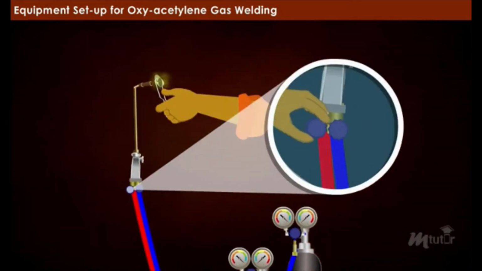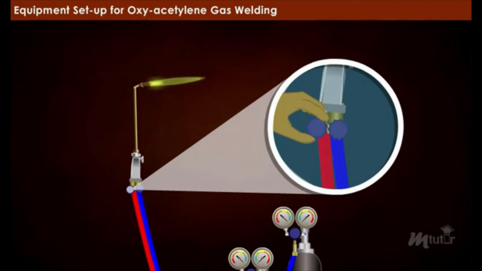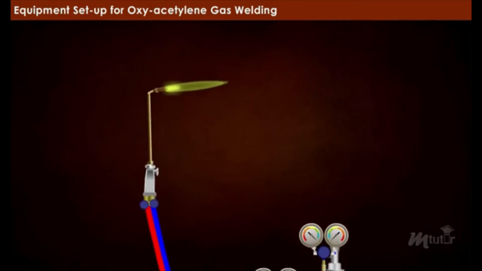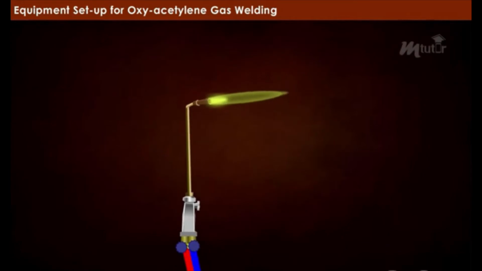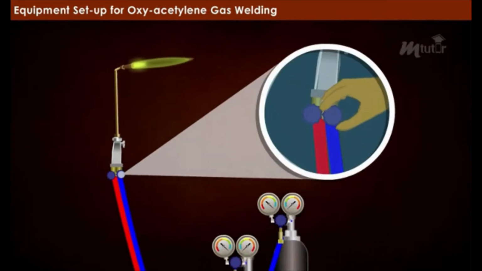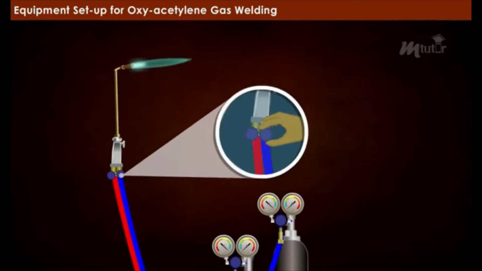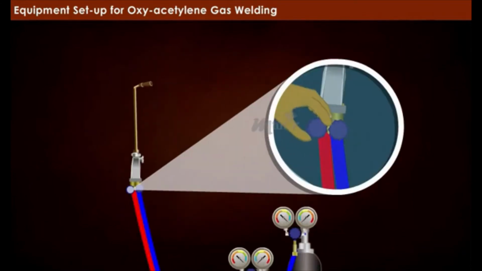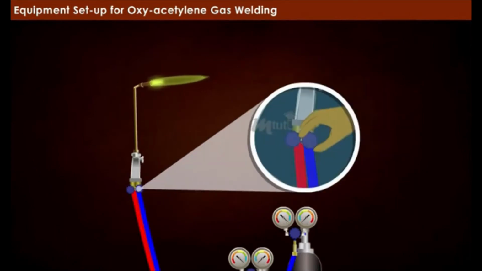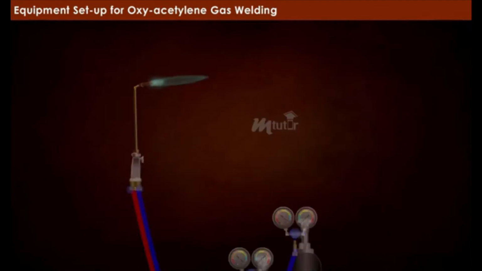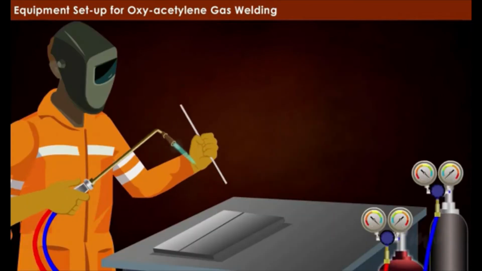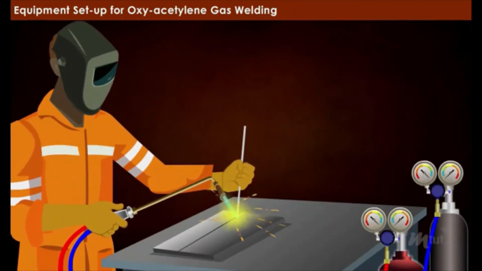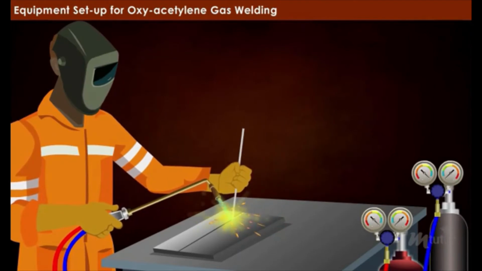Now, ignite the torch. Slightly turn on the acetylene valve. That creates a flame at the tip of the torch. Then slowly open the oxygen valve on the torch handle. As you open the oxygen valve, you will see the color of the flame changing. The pure acetylene flame is yellow, and if you add oxygen, it changes to blue. Now, you can adjust to the desired flame width for the welding you are doing.